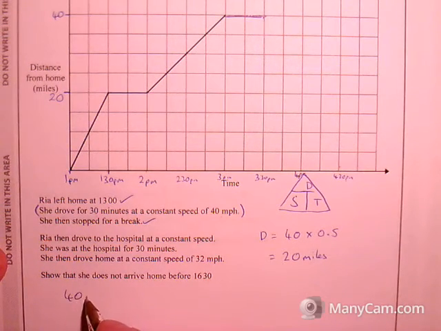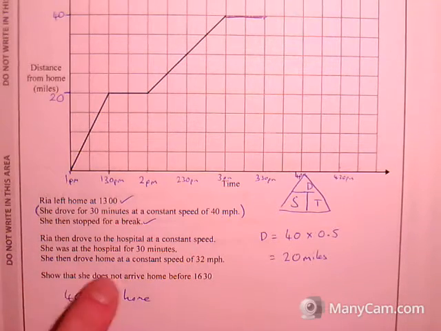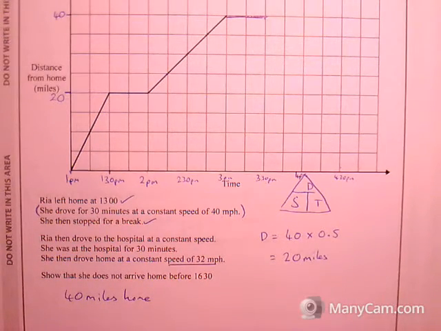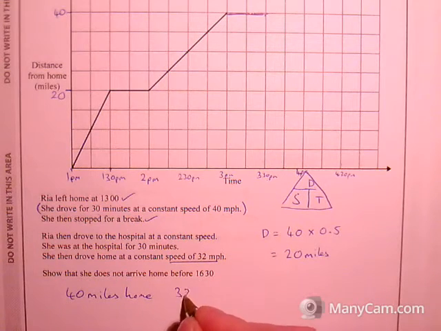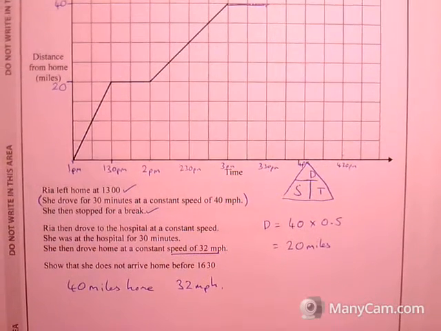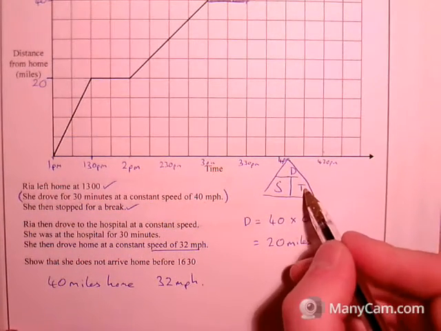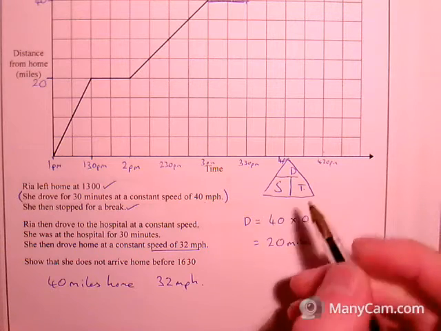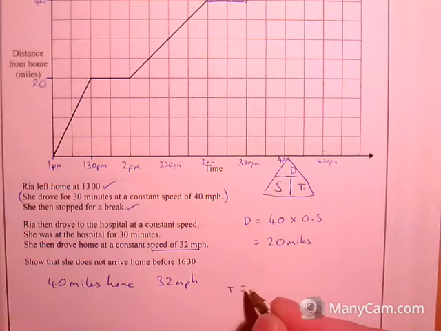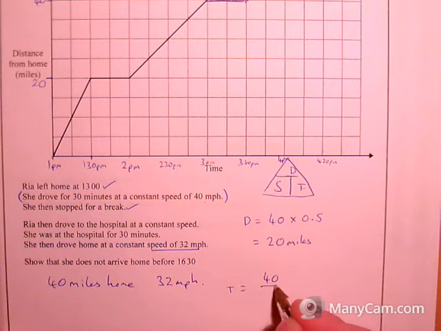So we've got 40 miles to get home, and we're told that she drove home at a constant speed of 32 miles per hour. So 32 miles per hour, and then we want to find out what time she gets home. So we're going to use this formula again. We want to know the time. So time is distance divided by speed. So we've got 40 divided by 32.